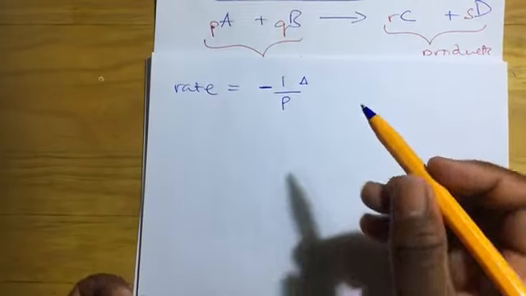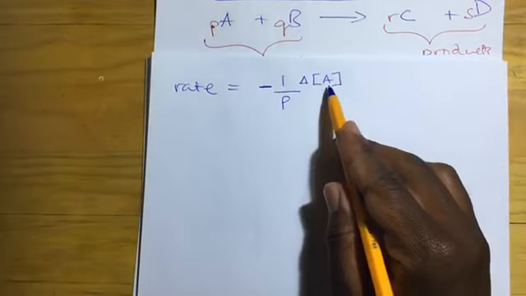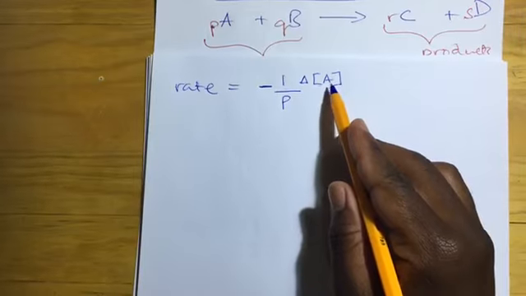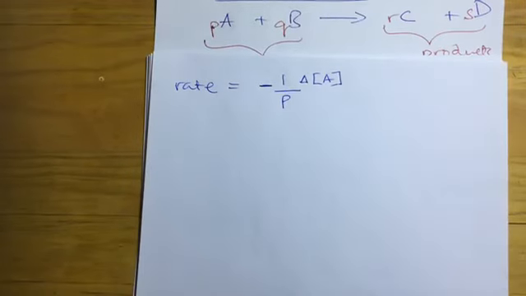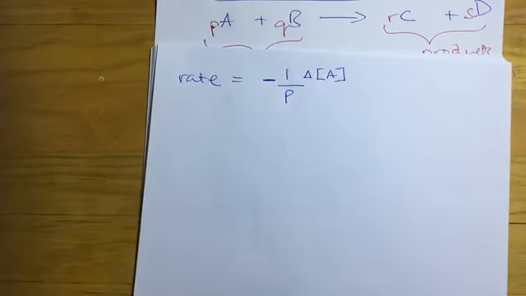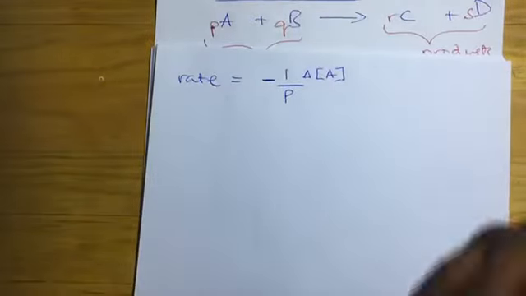Delta means change. Then if I put A in square brackets, what do you think I am referring to? What do you think A in square brackets means? So that we make sure everyone is following. If you put something in square brackets, what are we referring to? We are referring to the concentration of A, yes.